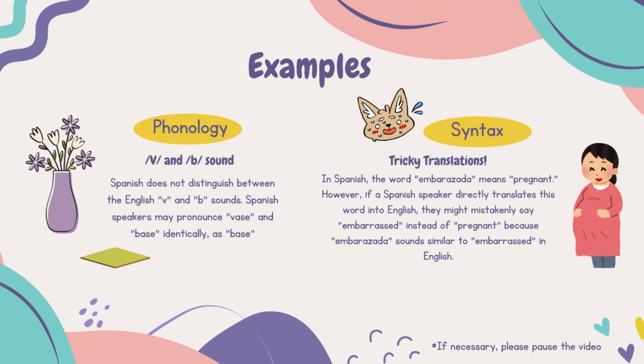The first one is the V sound and B sound. Spanish does not distinguish between the English V and B sounds. So Spanish speakers may pronounce base and vase identically as base.